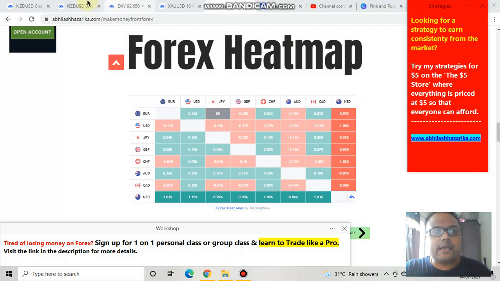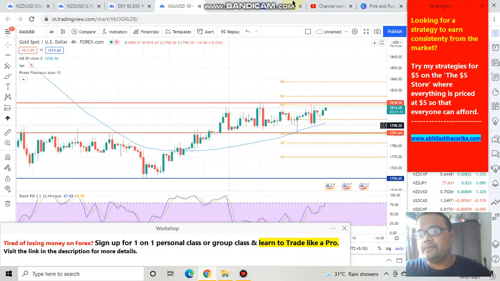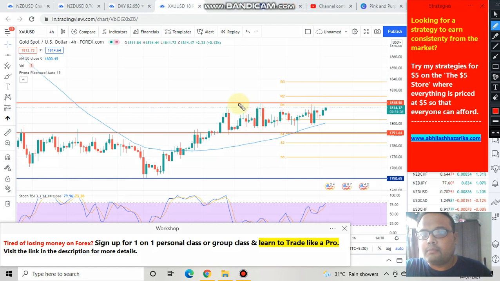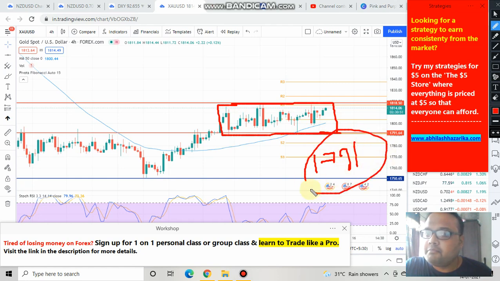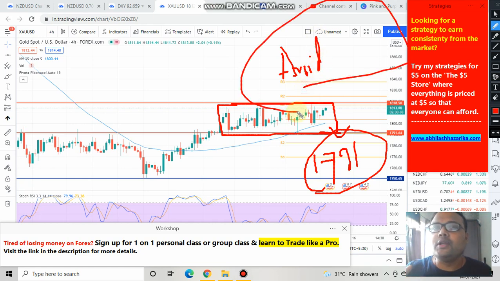Till then, just avoid gold USD, because see, right now, though market is trading in a range here, generally in a range bound market, we can buy at the support, sell at the resistance, but there is not much movement here. In case market comes down to this support level, 1791 level, and price reverses, then that's a different chapter. You can go for buy order, but as of now, just avoid gold USD. There are plenty of opportunities in the market, but gold is not one of them.